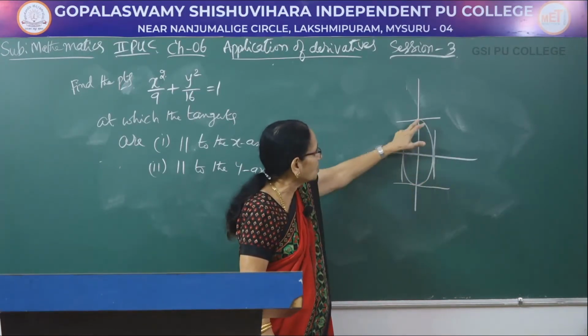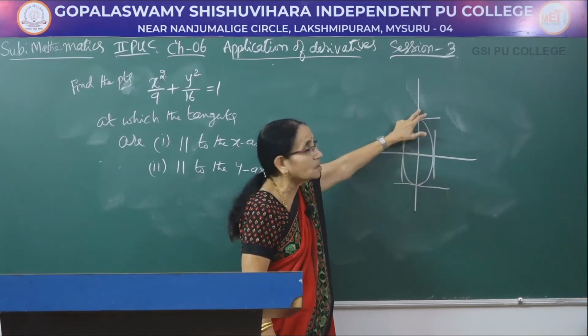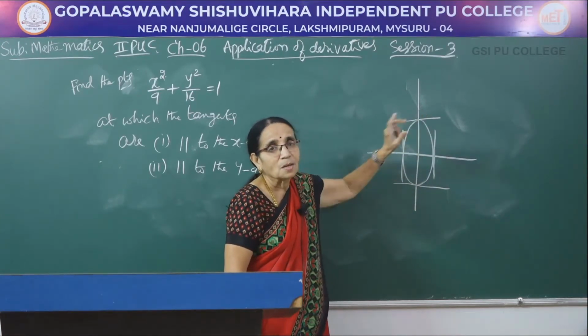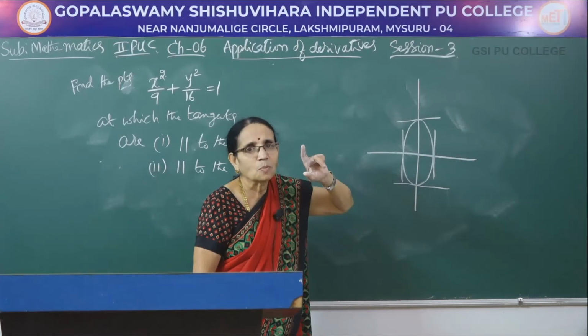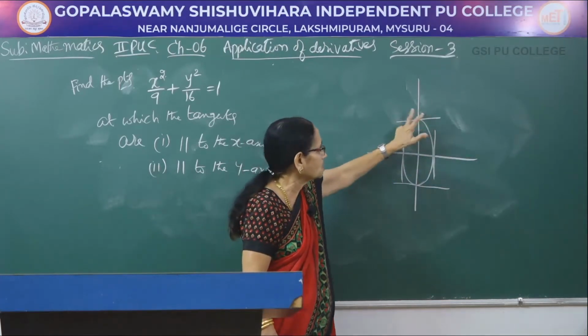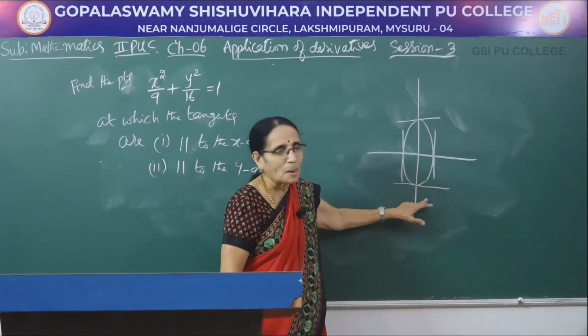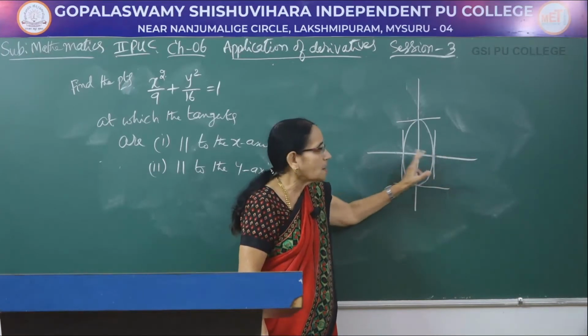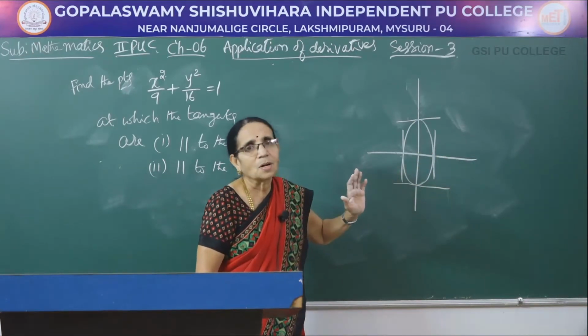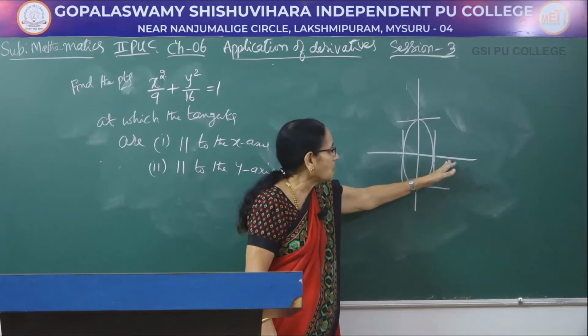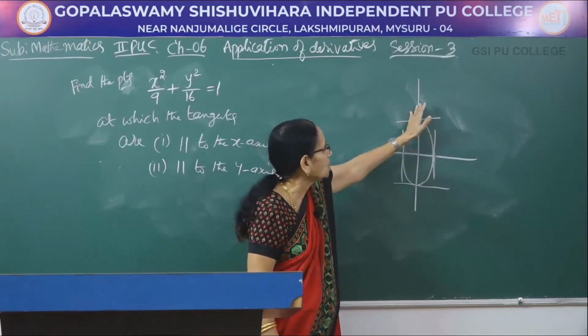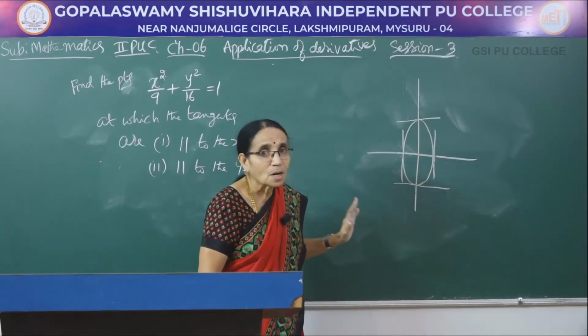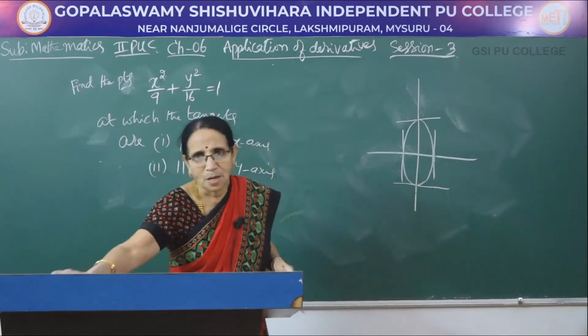And look at these points. These two are lying on the y-axis. That means their respective x coordinates would be 0. So (0, something), (0, something). And these two are lying on the x-axis. So their y coordinates would be 0. So here (x1, 0), (x2, 0), (0, y1), (0, y2). That is how we will be getting the points here.